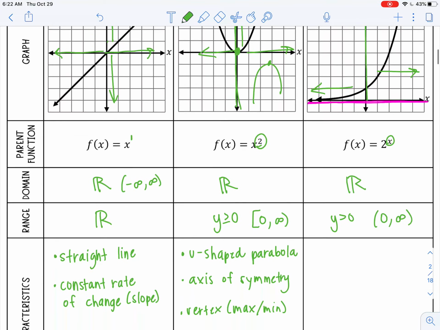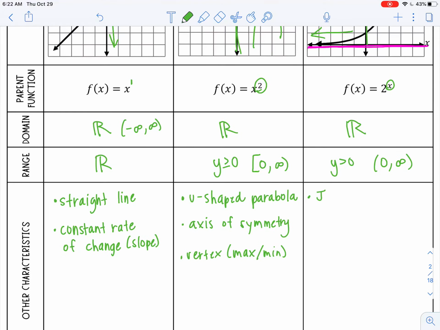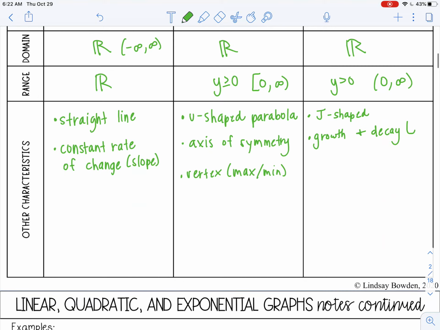And then for exponential, the graph is J-shaped. For a growth, remember you have growth and decay. And for decay, it would be like this. So like a backwards J. And don't forget that exponentials have those asymptotes where the graph approaches it, but it never actually touches it. All right, let's keep going.